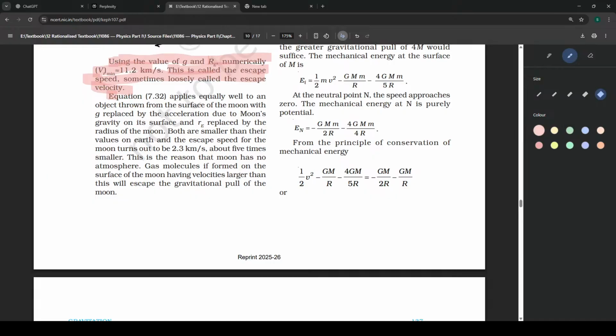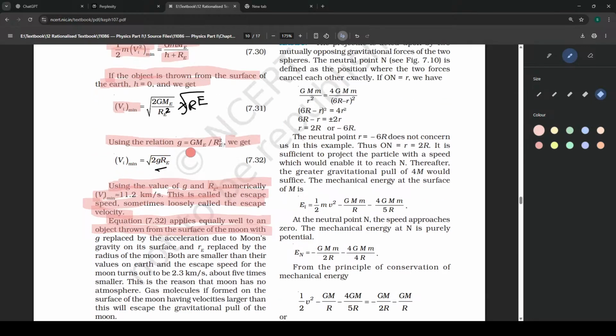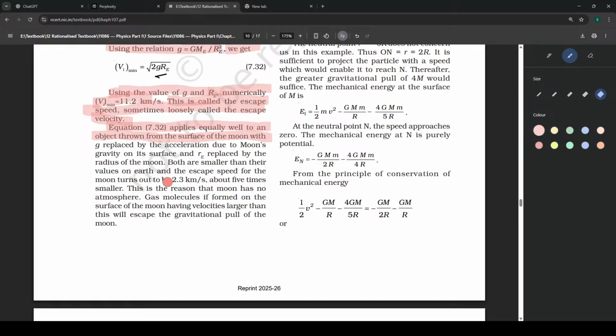This is called the escape speed, sometimes loosely called the escape velocity. Equation 7.32 applies equally well to an object thrown from the surface of the earth or the surface of the moon, with g replaced. Okay, this doesn't need to be only earth. If we replace the acceleration due to gravity and radius with those of the moon, we will get the escape velocity of the moon as well, with g replaced by the acceleration due to the moon's gravity on its surface, and Re replaced by the radius of the moon.